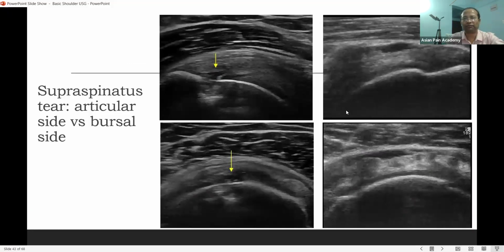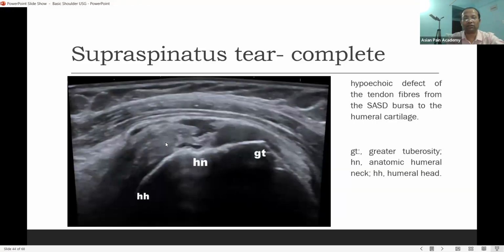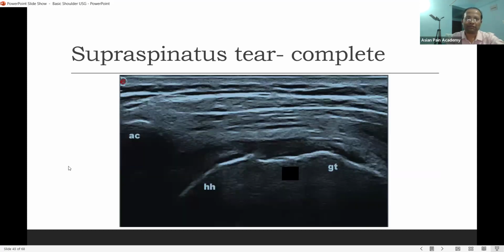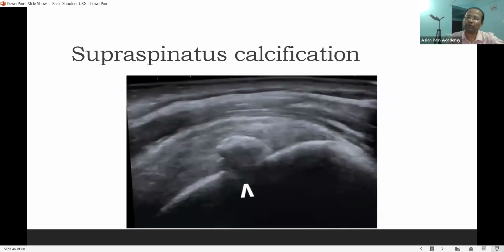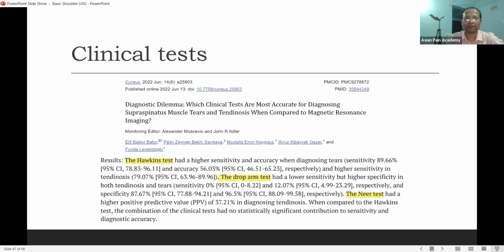Supraspinatus tear. So these are supraspinatus tears. Complete tear, there is no supraspinatus tendon. So this is the humeral head, neck, greater tuberosity. So you can understand this is the bird peak appearance. From the left side to the right side, there should be a supraspinatus tendon, but there is no tendon. Instead of that, there is some fluid accumulation. So where is this fluid coming from? This is nothing but SASD bursa effusion. Supraspinatus tear, complete. Supraspinatus can also have calcification. You can see there is a calcification inside the tendon.